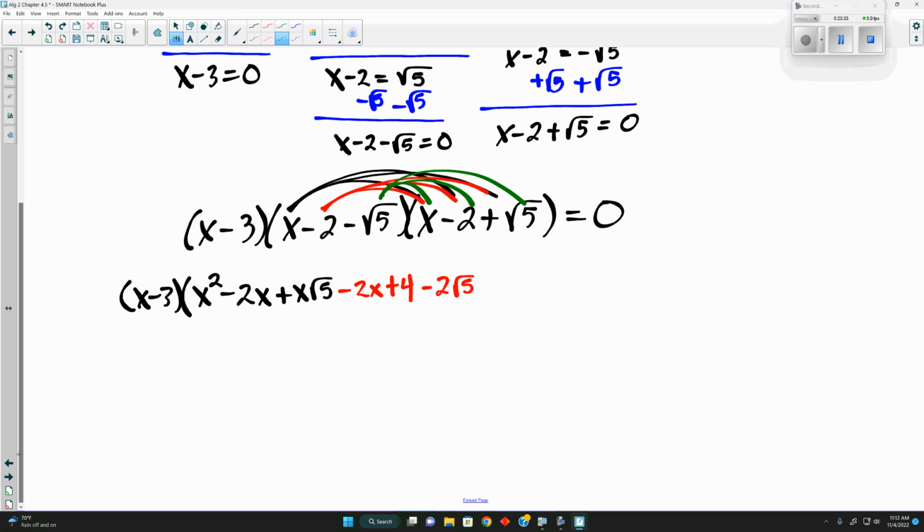Okay? So we'll multiply the last one here with the negative square root of 5. Well, negative square root of 5 times x is negative x square root of 5. Negative square root of 5 times negative 2, the negative and negative make a plus, and then we have 2 square root of 5. And lastly, negative square root of 5 times square root of 5. Well, the positive times a negative is a negative.